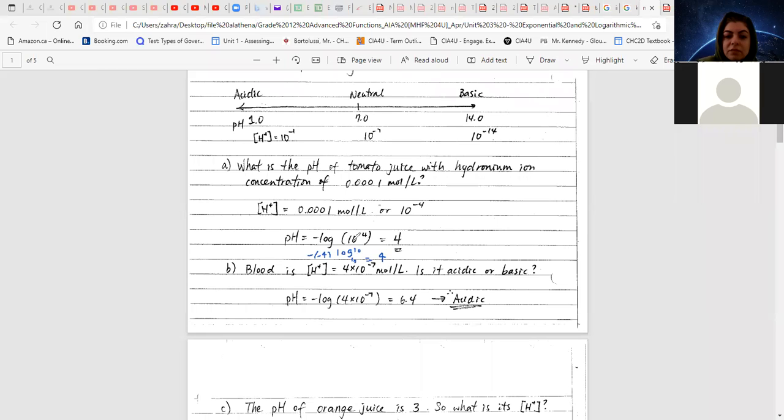Okay, the hydrogen concentration of the blood is 4 times 10 power negative 7. Is it acidic or basic? So we take a negative log of that concentration. We use the calculator. It is 6.4, okay? 6.4, so it's going to be less than 7, so it's going to be acidic.